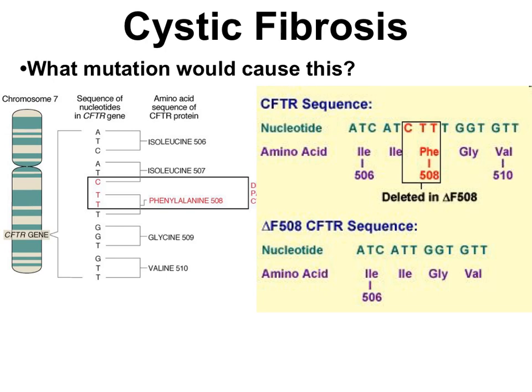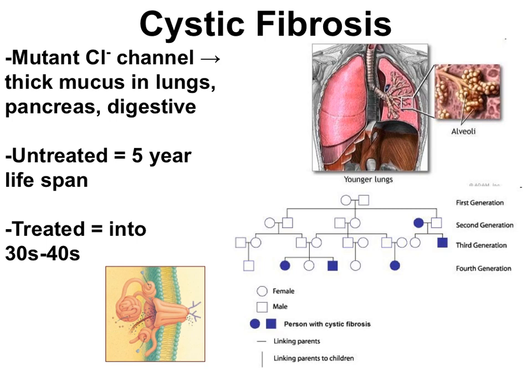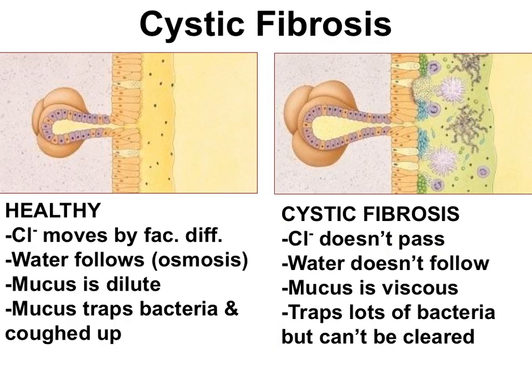So why is cystic fibrosis so bad? The mutation is in a chloride channel that's responsible for regulating the viscosity or thickness of mucus in places like your lungs. So without treatment, a person with cystic fibrosis will only live about 5 years. With treatment, however, the lifespan is extended to somebody living into their 30s or 40s, and maybe even longer with recent advances in medicine. From a physiology standpoint, here's what happens.